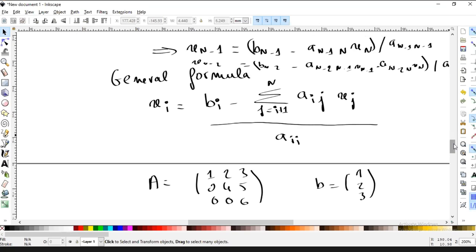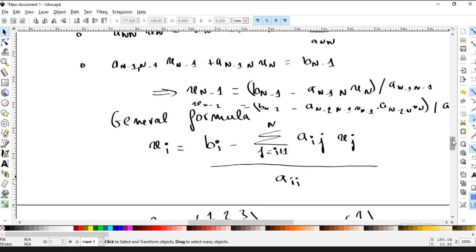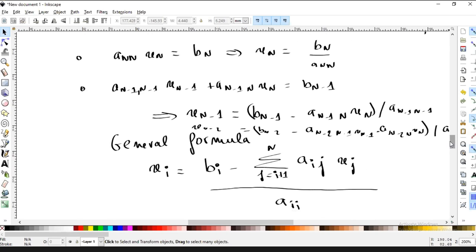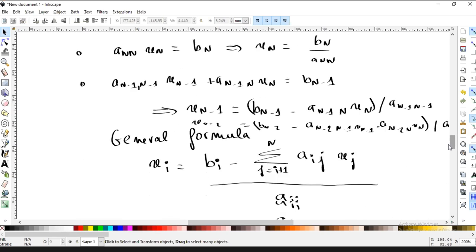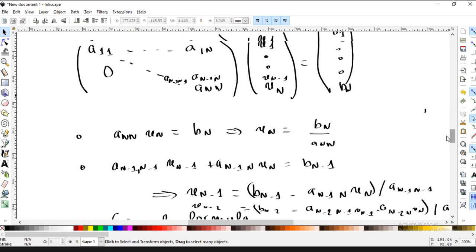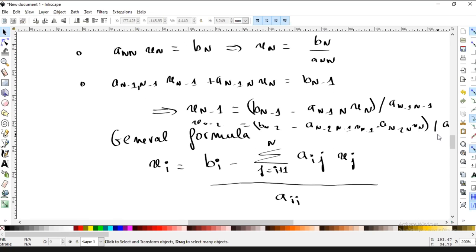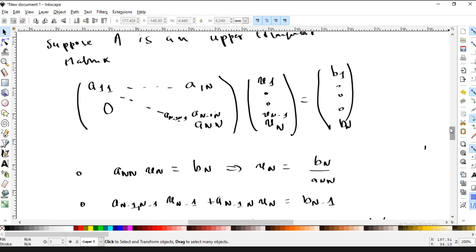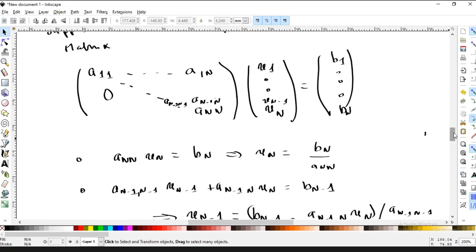If you have a lower triangular matrix, instead of this, you start with x1, there. So j goes from 1 till i minus 1.